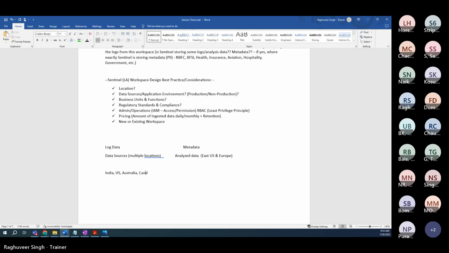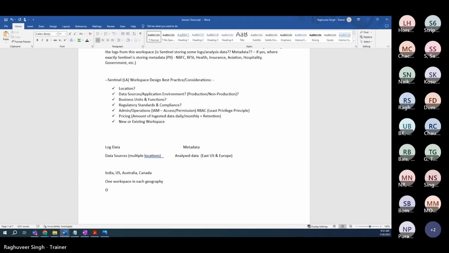in Canada, these are different geographies, or let's say different continents. So you will need to make sure that you create at least one workspace in each geography. This is the best practice. Definitely when you have multiple workspaces, your administrative overhead will increase. However, this will simplify the architecture in the long run. It will not complicate it.